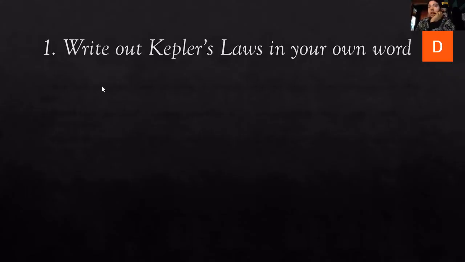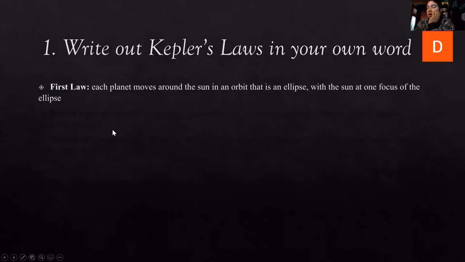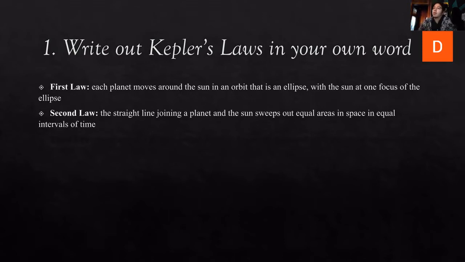All right, so Kepler's first law is that each planet moves around the sun in an orbit that is an ellipse, with the sun at one focus of the ellipse. We saw this in the way that we drew our ellipse in our activity. The second law is that a straight line joining a planet and the sun sweeps out equal areas in equal intervals of time. Now, in our specific drawing, we didn't connect it to a planet. We drew a planet in there, but this law still holds true.